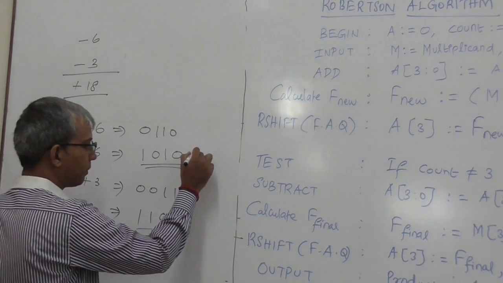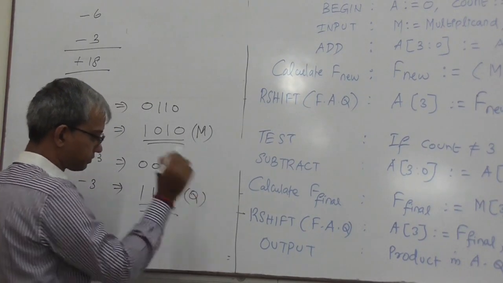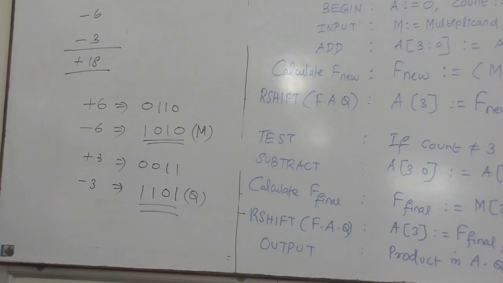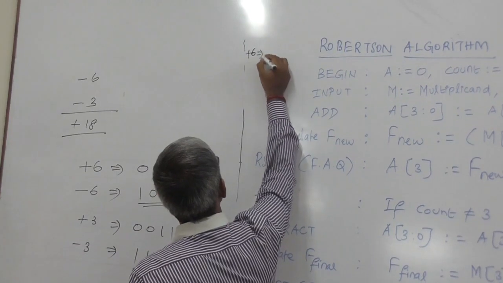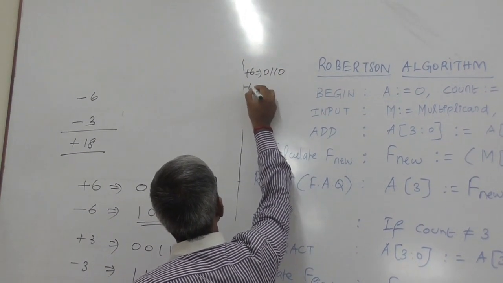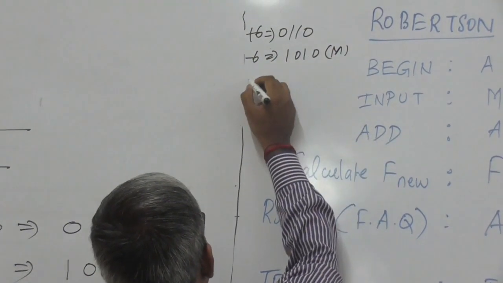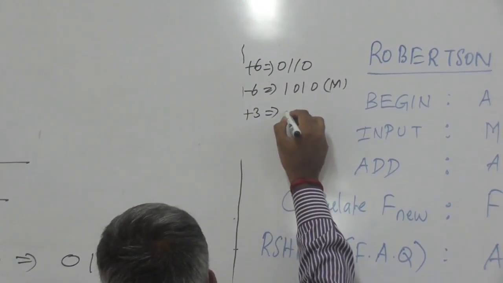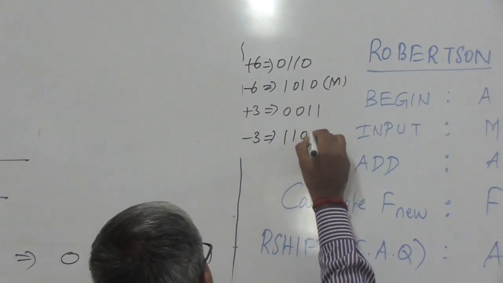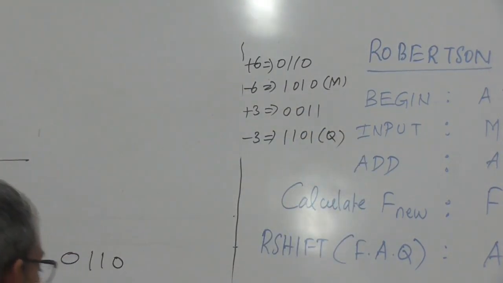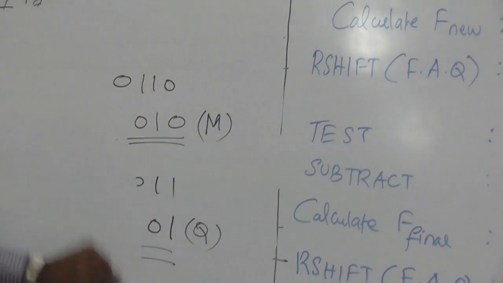Minus 6 is my multiplicand, and minus 3 is my multiplier. So let me write it here. Plus 6 is 0, 1, 1, 0. Minus 6 is 1, 0, 1, 0, which is nothing but my multiplicand. For plus 3, it is 0, 0, 1, 1. For minus 3, the 2's complement of this value is 1, 1, 0, 1, which is nothing but my multiplier. Next, we will see how this algorithm works.